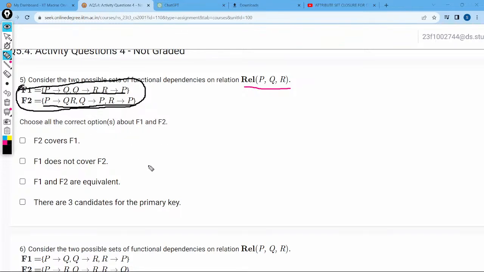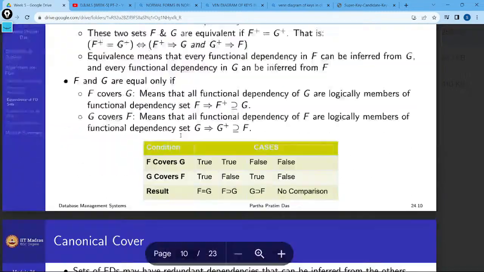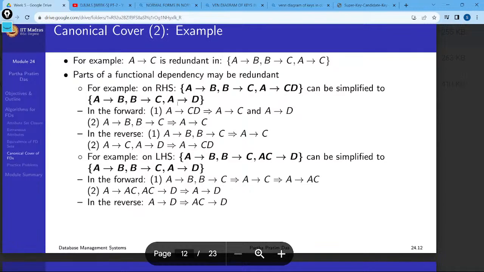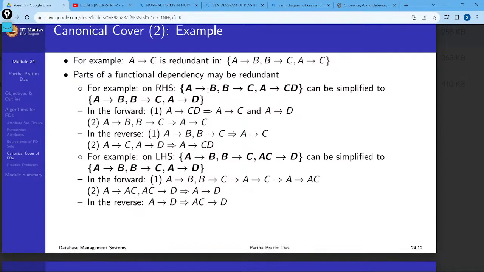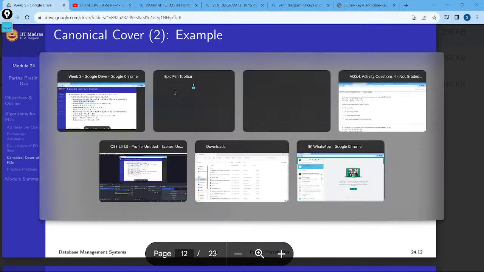So this is a question on canonical covers, right? It's better to read the PPT once. Let's read about canonical covers. So basically we need to convert the upper one into this, removing all the extraneous attributes.